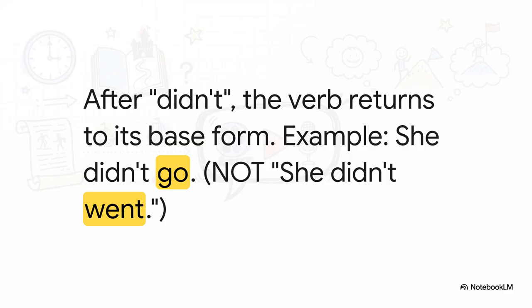And please pay attention to this slide, because this is a huge one for learners. After you use didn't, the main verb snaps right back to its original normal form. You say she didn't go, never ever she didn't went. Why? Well, think about it. The word did is already doing all the heavy lifting. It's already showing us we're in the past.